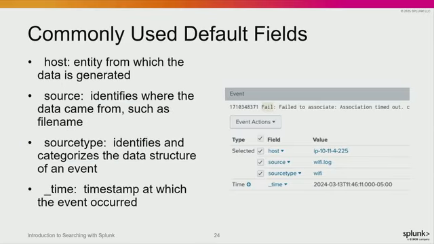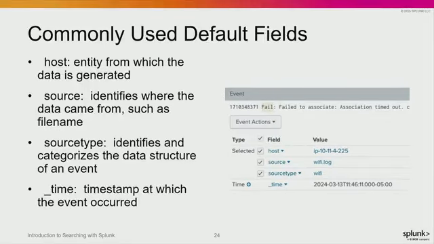Of this list here, these four fields are the most commonly used default fields. Host is going to include the host name or the entity from which the data is generated. If we take a look at this screen capture here, our host name is an IP address. The source is going to let us know the path or the file name from which this event came from. So in this case, we can see that this event came from a Wi-Fi log, and our source type is going to let us know what kind of data is contained in this event.